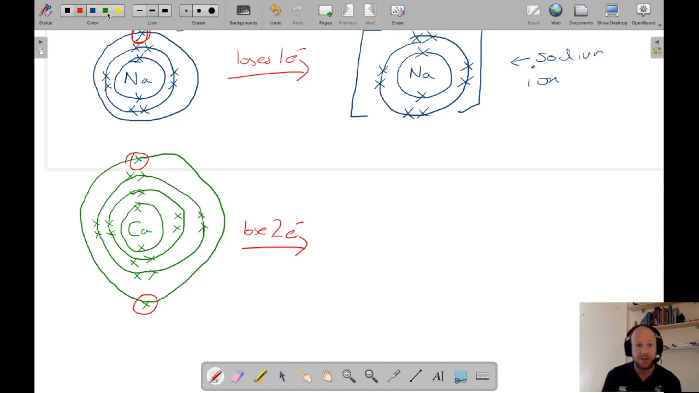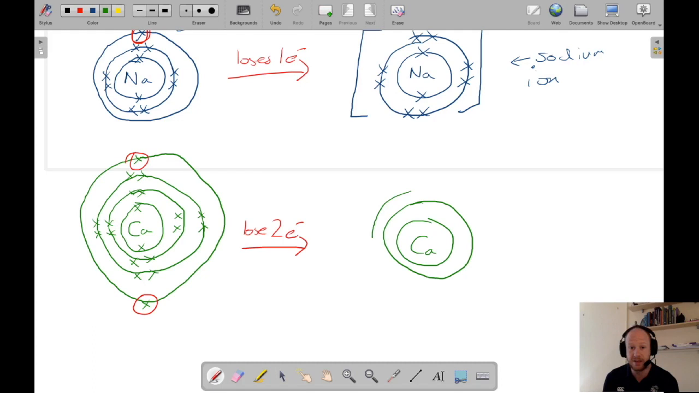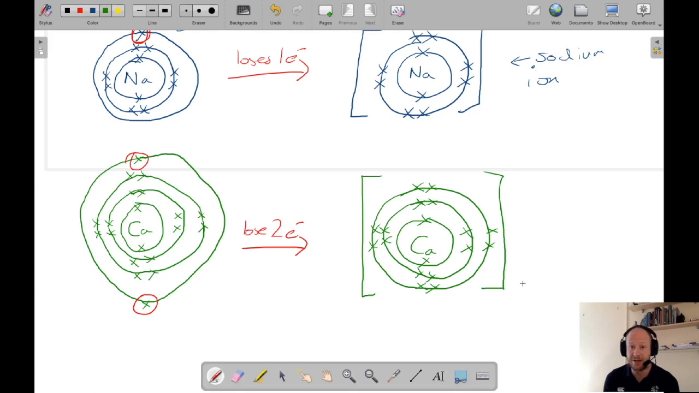So when I redraw this, we're going to have calcium, only 3 shells in it this time. And we're going to have 2 in the first shell. 1, 2, 3, 4, 5, 6, 7, 8 in the second shell. And 1, 2, 3, 4, 5, 6, 7, 8 in the third shell. Again, you draw this like this. You do square brackets around it.